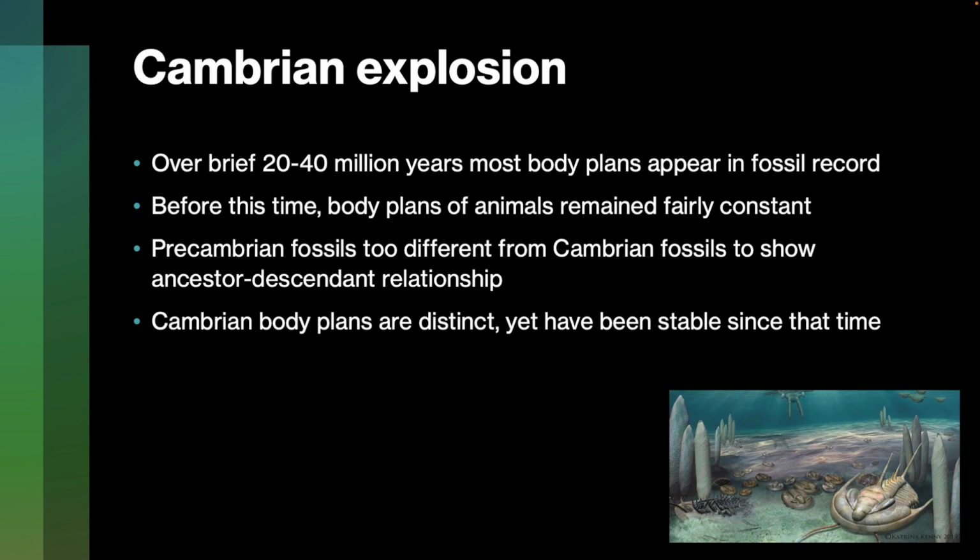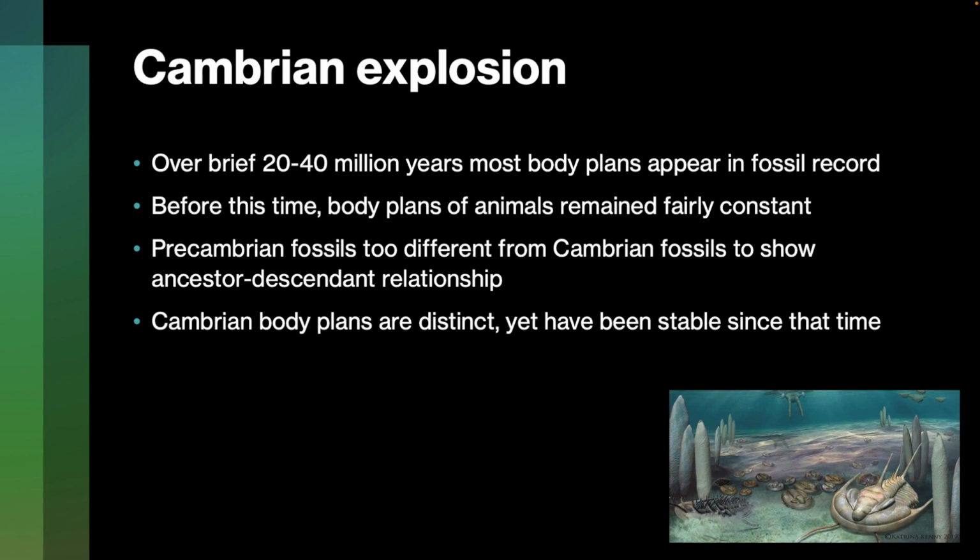This is also kind of an interesting detail. Cambrian body plans are distinct, yet they have been stable since the time of their creation. We've never had an additional body plan added since this time. They've been robust, 570 to 530 million years ago. Vertebrates have been around this whole time. Invertebrates have been around this whole time. Insects have been around this whole time. You don't see additional body plans being added. You can see, like you were talking about, variation within the species.